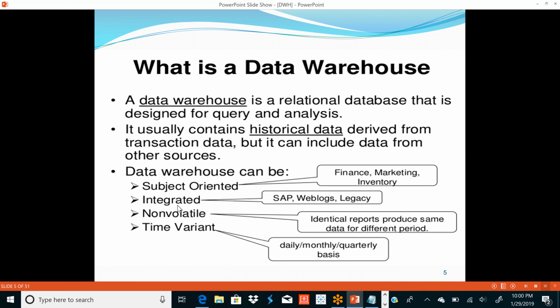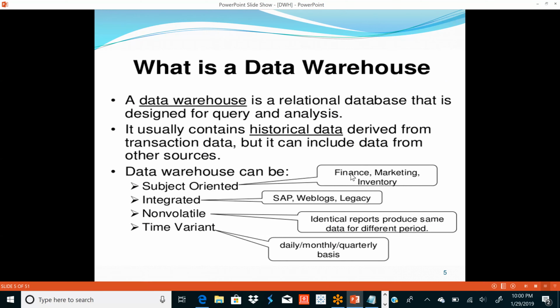We'll come back to this. These are just the definitions which we discussed. But if you look here, at the OLTP systems, you have finance as a separate database, marketing as a separate database, inventory as a database. So you have different OLTP systems, but what you're doing is combining them. As we discussed, you integrate them and store them at one place.